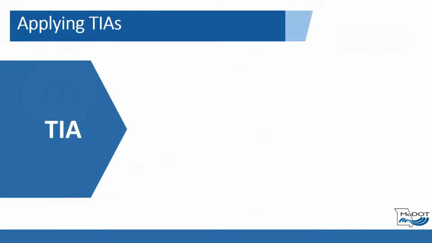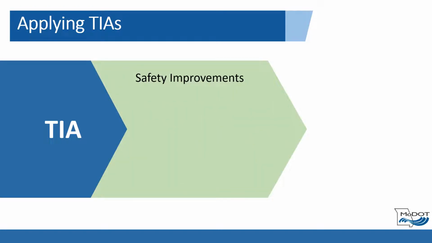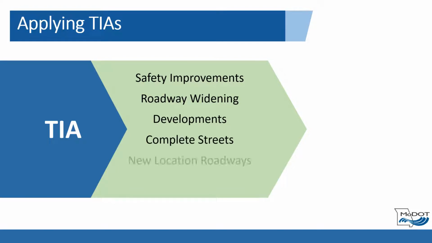Each transportation project is unique, and the approach for individual projects should be modified to fit each project. Consultation with MoDOT should occur to confirm if and when a TIA is necessary. Many different types of projects require a TIA, including safety improvement projects, roadway widening projects, traffic generating developments, complete streets projects, new location roadway projects, and interchange improvements.